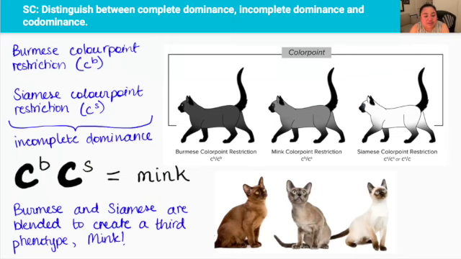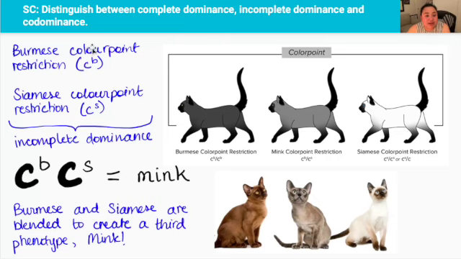Here's another example. This is the trait for color point restriction in cats, and it's controlled by the C gene and also shows an incomplete dominance pattern of inheritance. So for your information, color point restriction is a trait where more pigment can be found on the cooler parts or the end points of the body, such as the feet, the face, the ears, the tip of the tail, and sometimes the back.